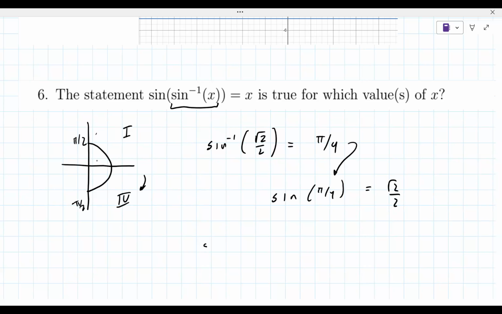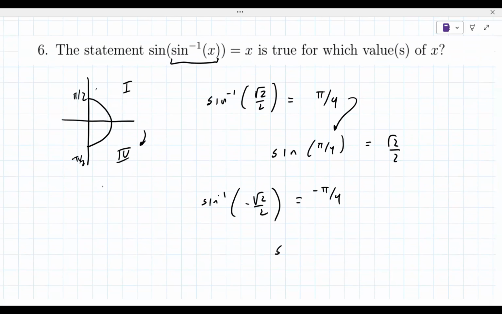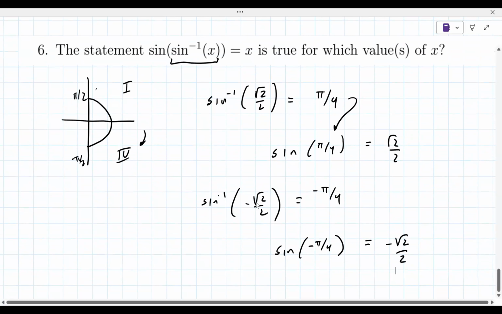But now what if I want the arc sine of minus square root of 2 over 2? We're supposed to know that's minus pi over 4. That's down here. And so the sine of minus pi over 4 is minus square root of 2 over 2. Is that the same as that? Yes, it is. Okay, so it's working out. So you could make a conjecture here that it actually works from minus pi over 2 to pi over 2. But you'd want to test some values until you felt confident that it always worked.